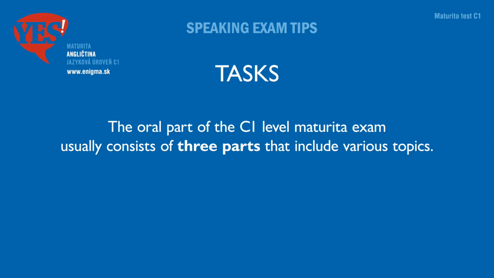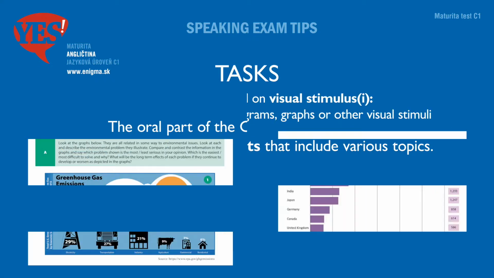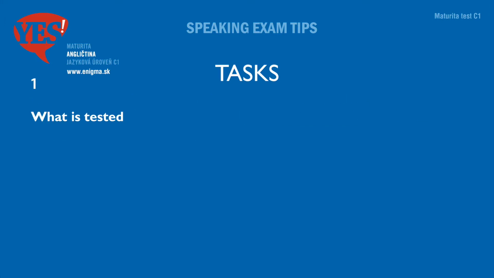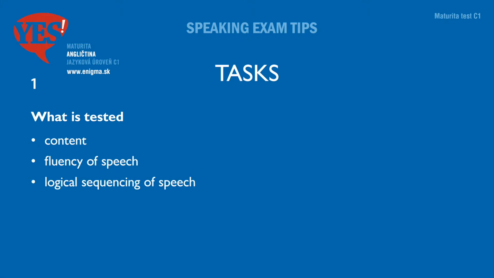Speaking exam tips. The oral part of the C1 level Maturita exam usually consists of 3 parts that include various topics. 1. Oral performance based on visual stimulus or stimuli. You will be asked to compare and contrast pictures, diagrams, graphs, or other visual stimuli. What is tested? Content, fluency of speech, logical sequencing of speech, adequate usage of language at the C1 level.